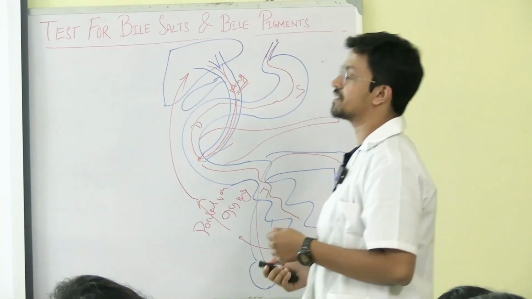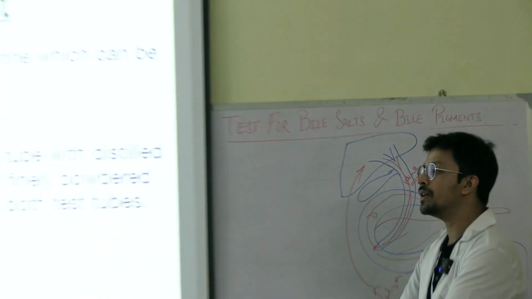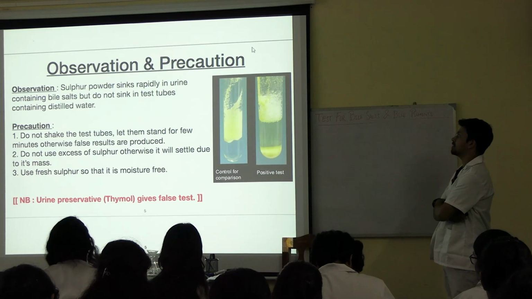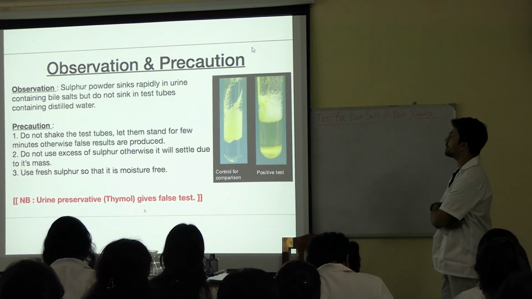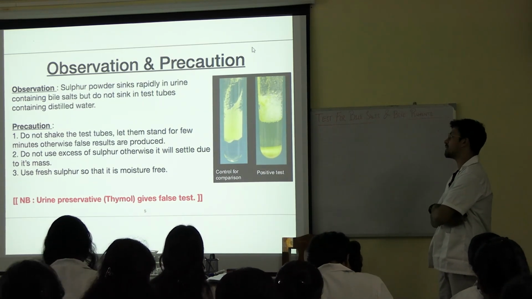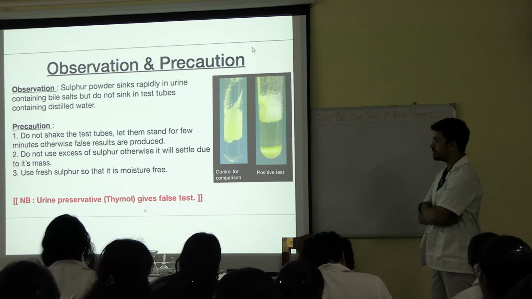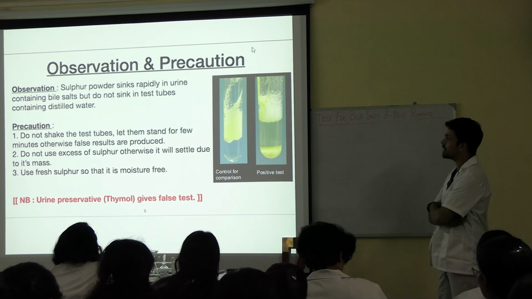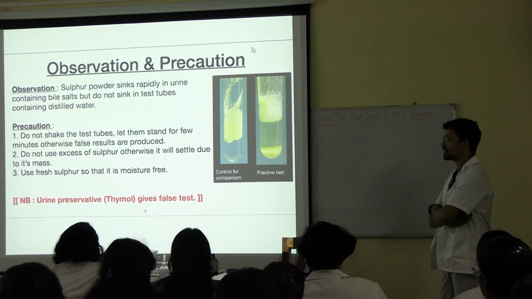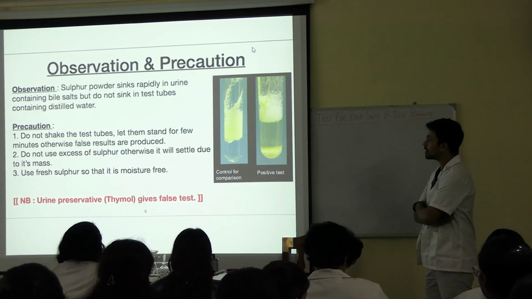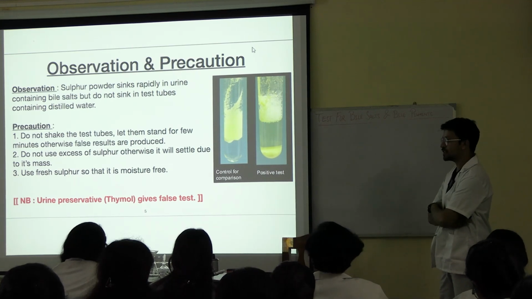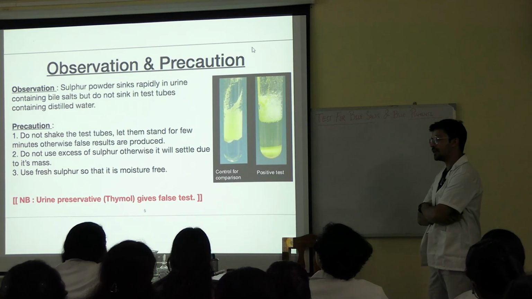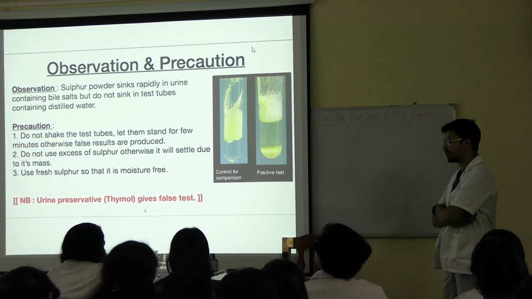Now this is the Hay's sulfur test. We do the Hay's sulfur test to identify whether bile salts are present in the sample or not. The observation: sulfur powder sinks rapidly in the urine containing bile salt, but does not sink in the test tube containing distilled water. Precautions: do not shake the test tube and let it stand for a few minutes, otherwise a false result will be produced. Do not use an excess amount of sulfur, otherwise it will settle due to its mass. And use fresh sulfur so that it is moisture free. If it contains moisture, it will give you a false result.